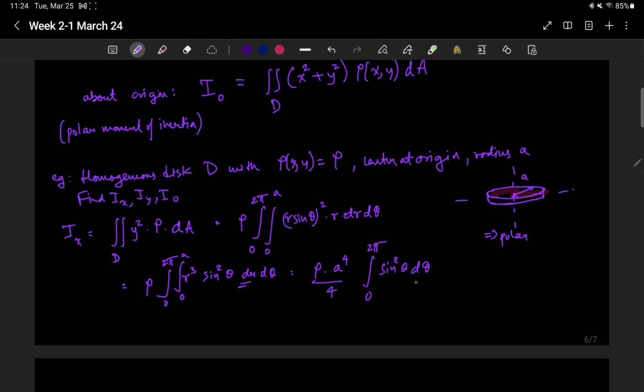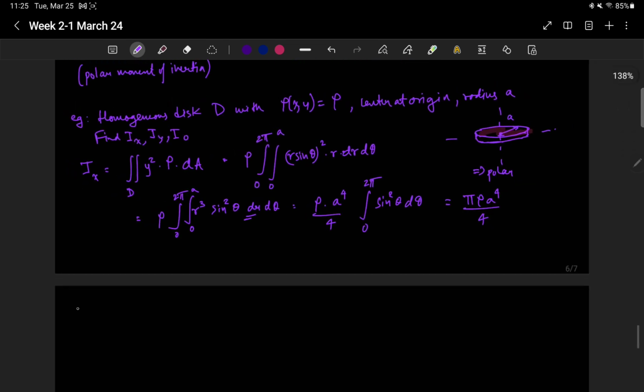And we know how to work with sine squared theta. We're going to write that as 1/2 of 1 minus cosine 2 theta. And if you work through this, you're going to get a pi over there. So this eventually is going to become pi rho a to the 4 divided by 4.